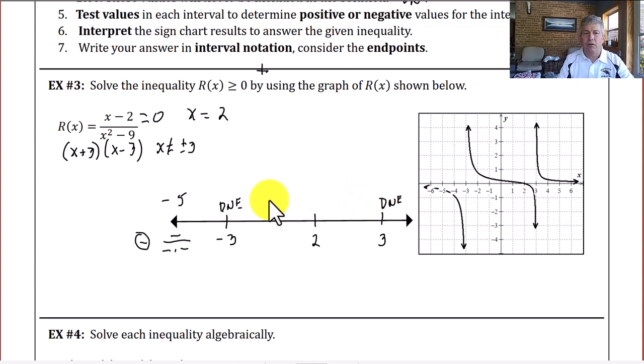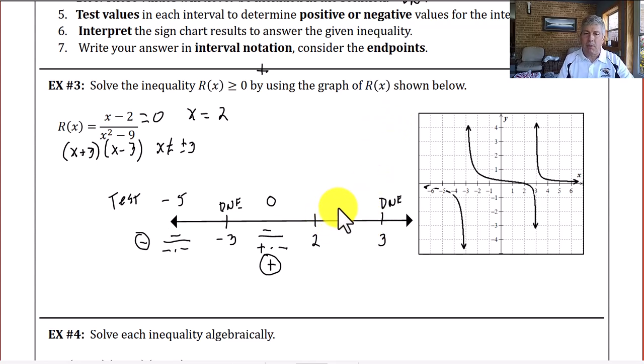Between negative 3 and 2, I might test 0. So these are my test values up here. And when I test 0, my numerator is negative, and my denominator, each factor, becomes a positive times a negative. So that's a negative divided by a negative. Overall, that's a positive, and that corresponds to what's on our graph.